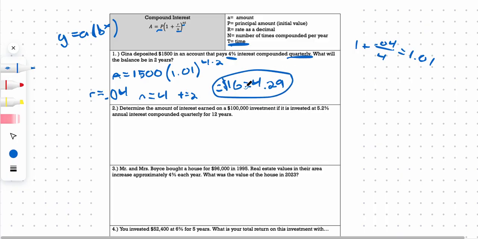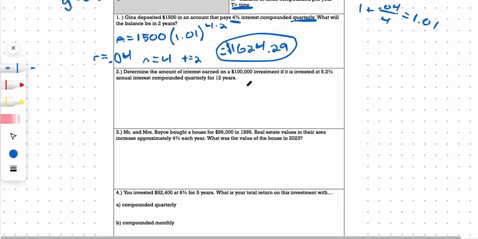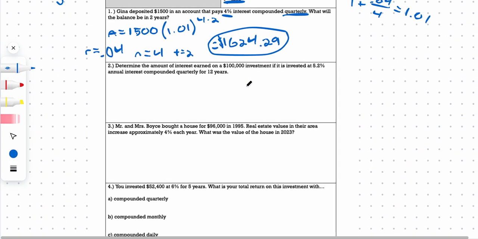So Gina just got like $124 in 2 years, so not bad. Okay, determine the amount of interest earned on a $100,000 investment if it is invested at 5.2% annual interest compounded quarterly for 12 years. Same equation.